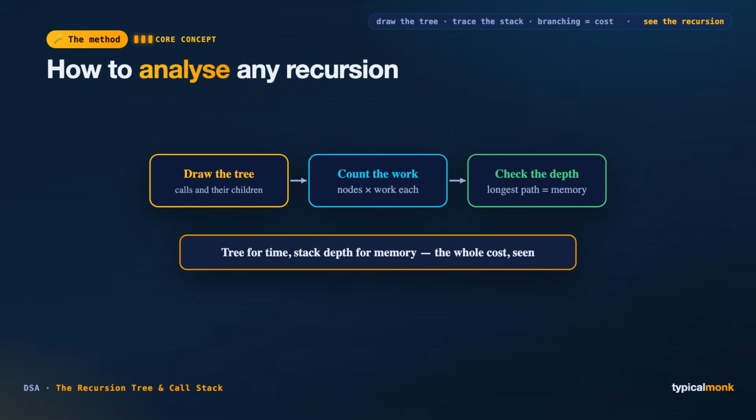Find the longest path from root to base. That depth is the memory the stack will use, and a warning sign for stack overflow if it is large. With those three steps, draw, count the nodes for time, measure the depth for memory, you can size up the entire cost of a recursion without running it. The tree gives you time, the stack depth gives you memory. Together they give you the whole picture.